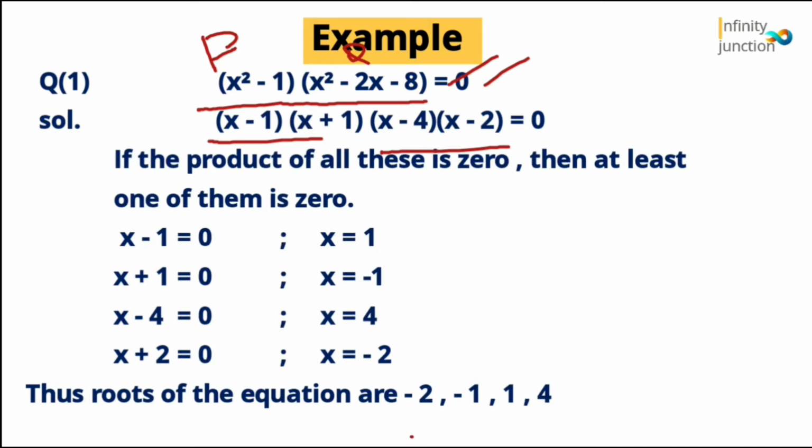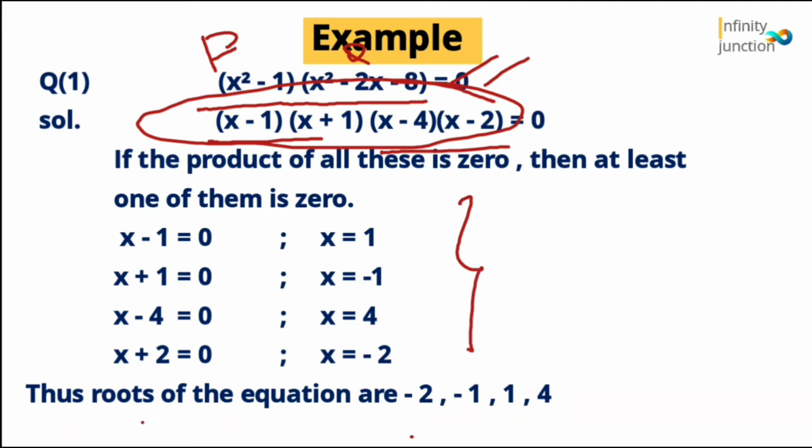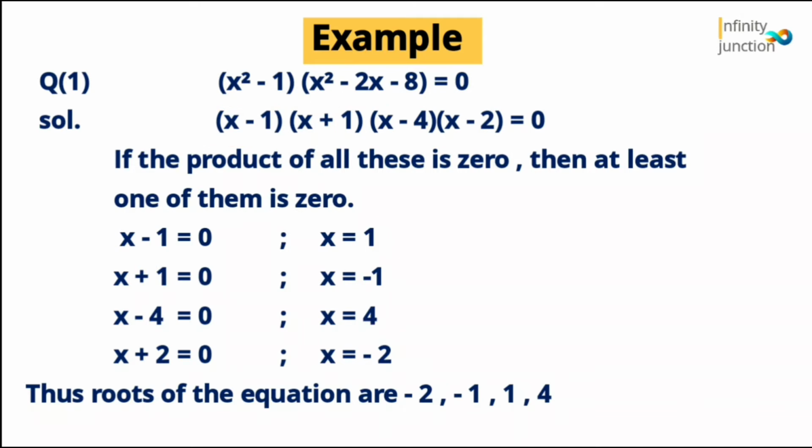If the product of this is 0, then at least one of them must be 0. Okay, so you have to check those equations. So the roots of the equation are minus 2, minus 1, 1 and 4. So this is the way to solve those types of equations. Now we'll see the second example.